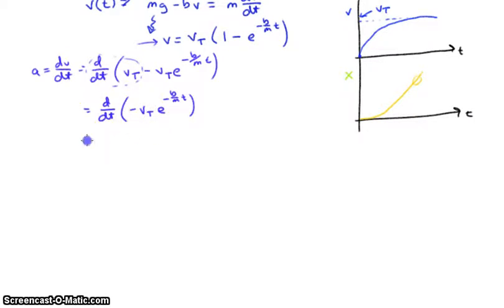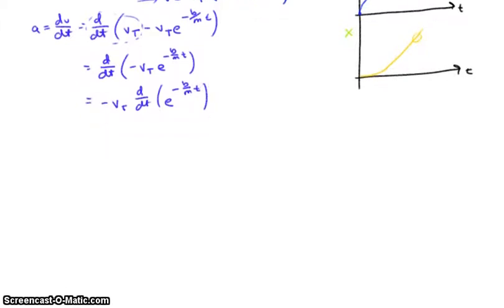And our velocity we can pull right out front, minus vt d/dt of e to the minus b over mt. And if you remember, there are always some neat little tricks you can do as you get familiar with some of these things, like a little substitution. In this case, what's the derivative of e to the u? The derivative of e to the u is e to the u du, right? So if we allow u to be minus b over mt, the power of that exponent, then du is going to be minus b over m, just the derivative of that.